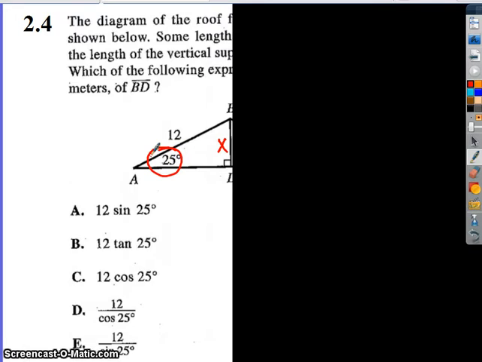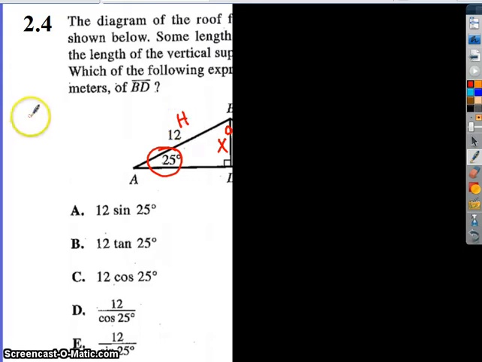So from 25, when you always start from your angle, you want to label your opposite, adjacent, and hypotenuse. Your opposite is the leg that's across the triangle. It's not touching the angle, so this is your opposite. The adjacent side is the leg that's attached to the angle, and then the hypotenuse is just the hypotenuse of your right triangle. It's the one across from the right angle. So this one has your opposite and your hypotenuse.